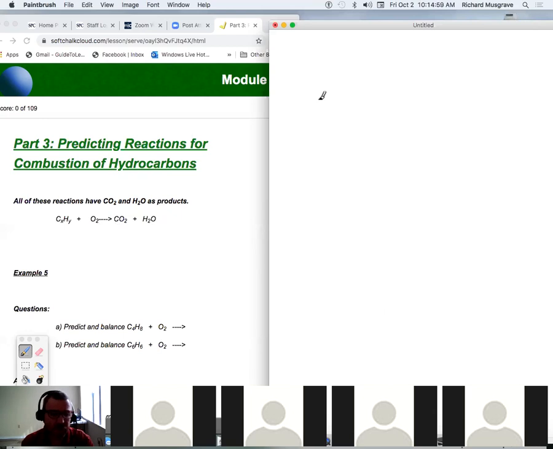So I've got CxHy, that could be any hydrocarbon, so any combination of carbon and hydrogen here. I'm going to show you 2 examples here. The first one is C4H8 plus O2 gives CO2 plus H2O. Now you're always told this, so you don't have to memorize this.